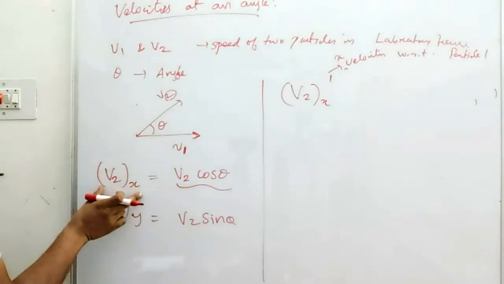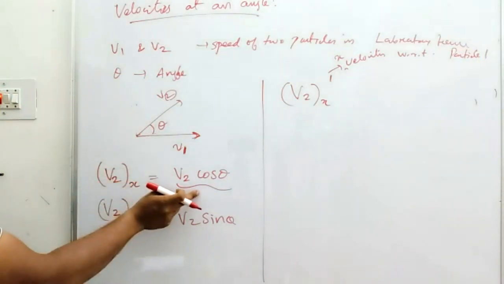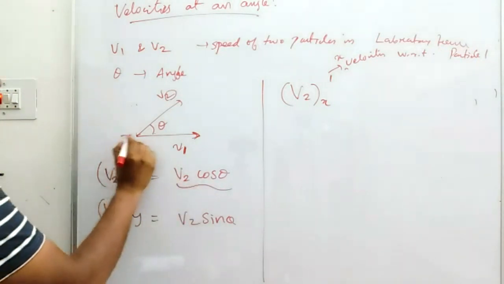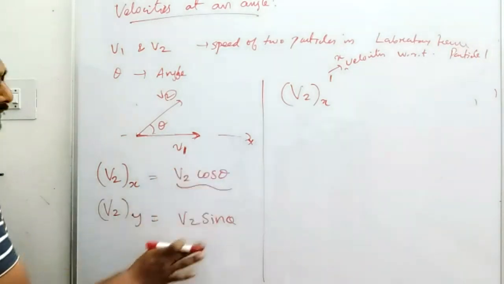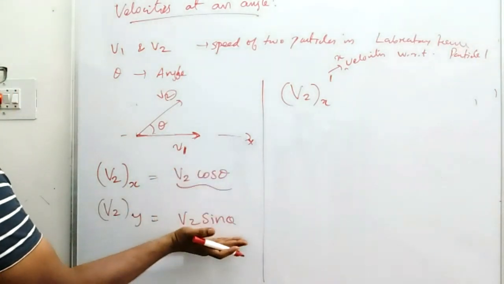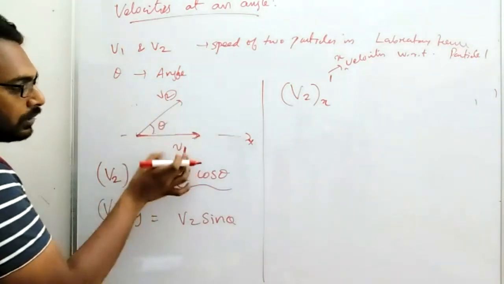This is the x component of the velocity with respect to the lab. This is the x component of velocity of the particle with respect to the laboratory, because we have taken this as our x-axis. And this is the y component of the velocity with respect to the lab frame. Now we need to find the corresponding velocities with respect to particle one.